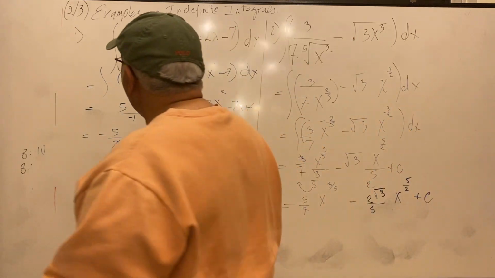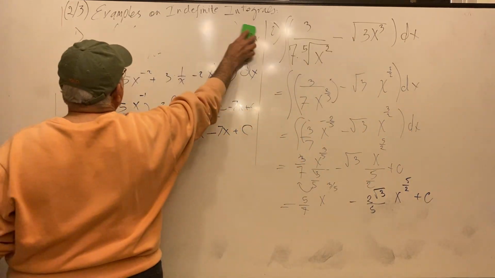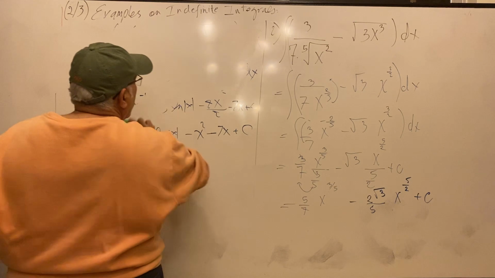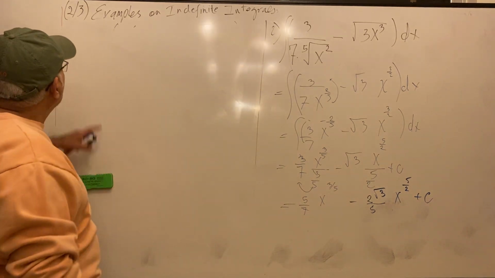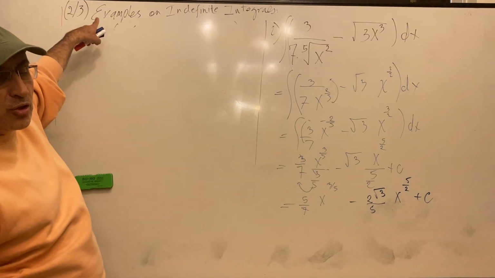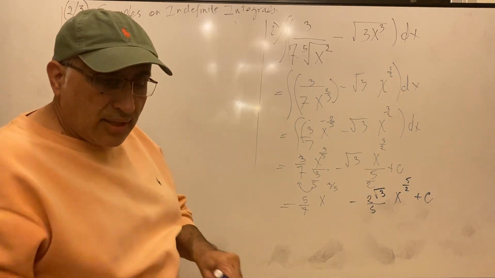All right, so simply the rule: add 1 to the power and divide by it. Why can't we take other things that we've learned last time? Now we're doing video 2-3. Last time we did video 1-3. All right, let's take this one.